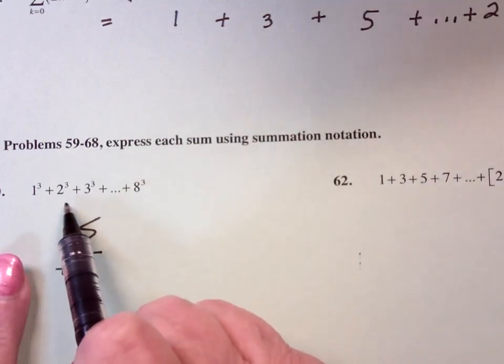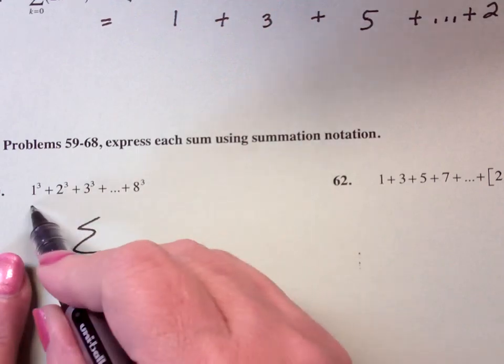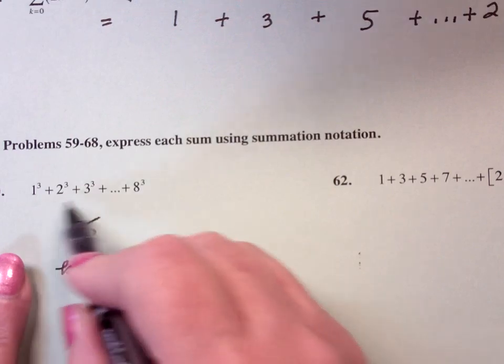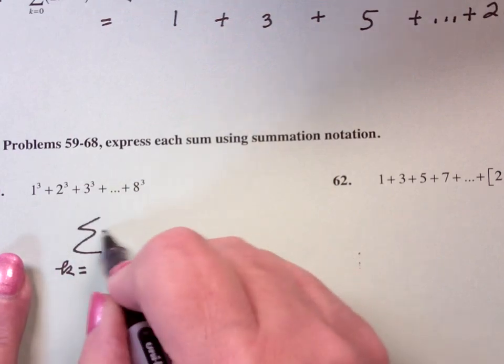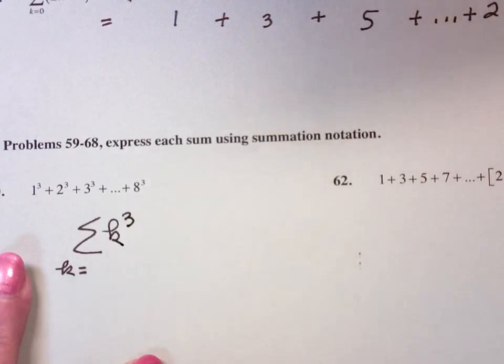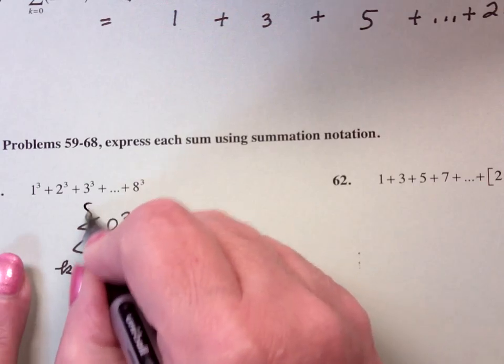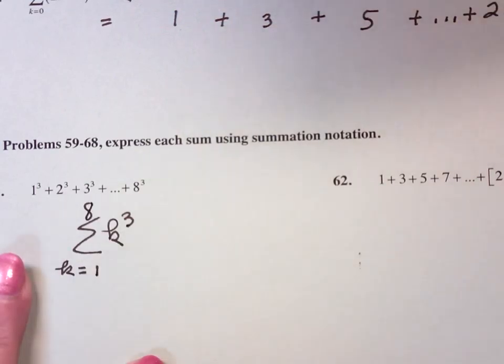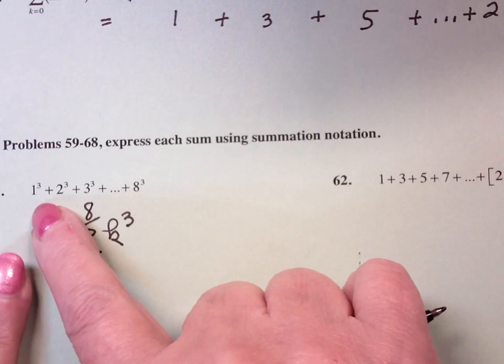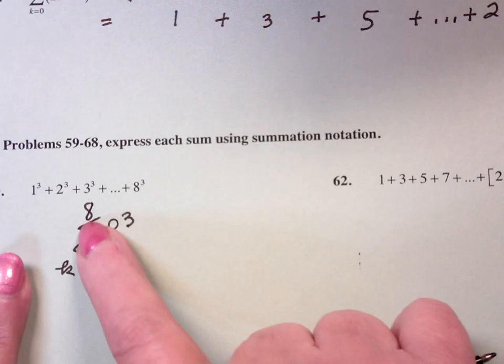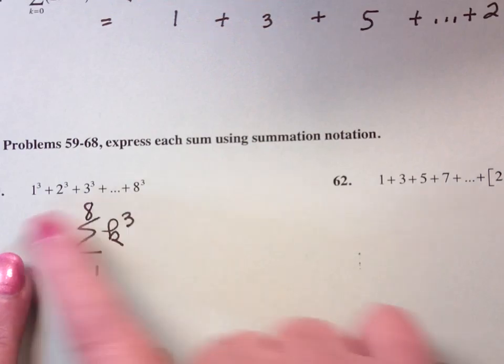1, 2 cubed, 3 cubed, 4 cubed. Looks like we are cubing the base, right? And the base is incrementing by 1. So if I said k cubed, k starts at 1 and ends at 8. So it's k equal 1 to 8 of k cubed. So if k equal 1, I get 1 cubed, and then 2 cubed, 3 cubed, 4 cubed, 5 cubed, 6 cubed, 7 cubed. If I'm up here, it's going to be 8 cubed, so it's 1 to 8.